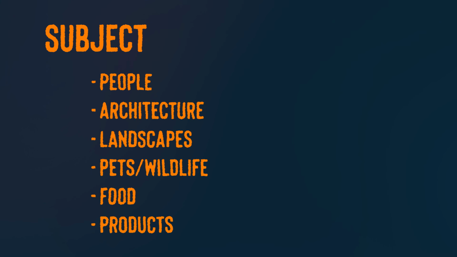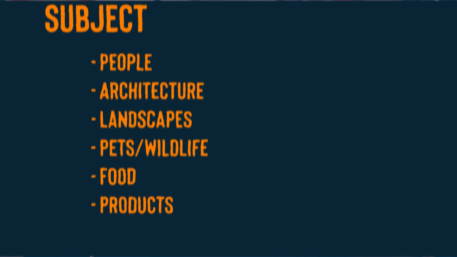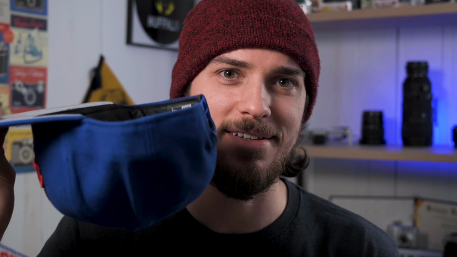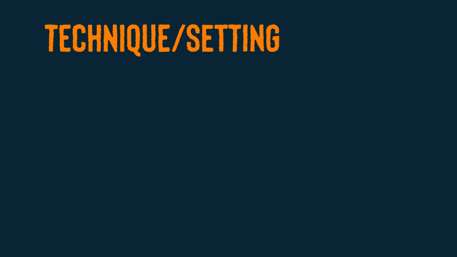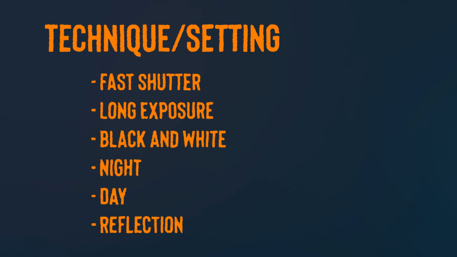So the first hat is the subject, and we're going to focus on people, architecture, landscape, pets and wildlife, food, or products. And again, like Jean said, feel free to add or subtract anything in this hat. The next category is techniques or settings: fast shutter speed, long exposure, black and white photography, nighttime, daytime, and reflections. In our last hat, we have the constraints.